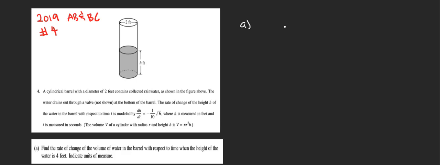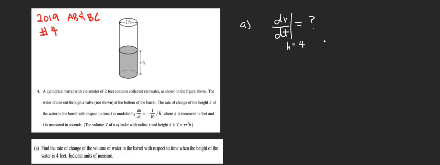Part A says find the rate of change of the volume of the water. That's the rate of change of volume of the water with respect to time. So basically we're looking for dV over dt. That's what we're looking for when the height of the water is 4 feet. So this is what we're looking for.